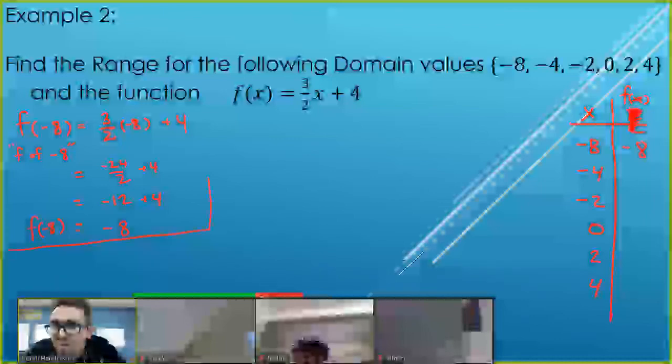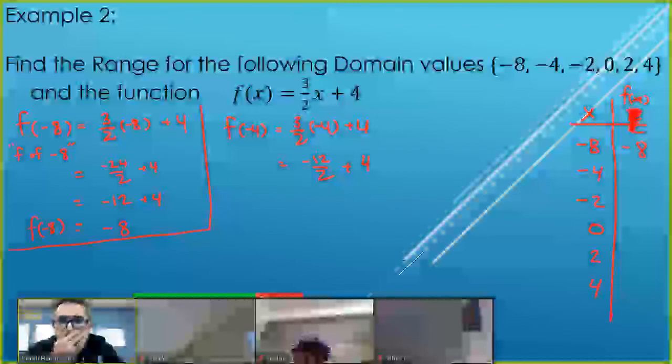Okay, now let's try plugging in -4. I'll box this work so it doesn't bleed into the other work. Okay, so here we get -12 over 2. So we get -6. 12 divided by 2, 6. -6 plus 4, -2. So we plugged in -4. We got out -2.